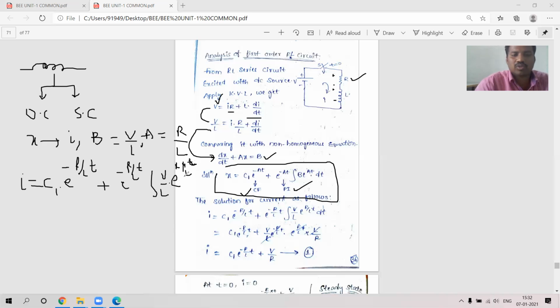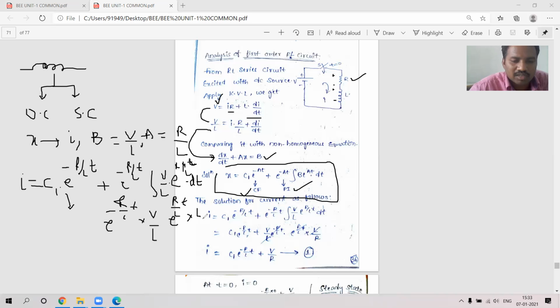This is the value I am going to have into dt. You need to do the integration now. So this is the actual solution I got, but we can expand this term. When you expand, here is e power minus R by L into t, and V by L is constant so I can bring it out. The integral of e power x is e power x only, that means e power R by L into t.